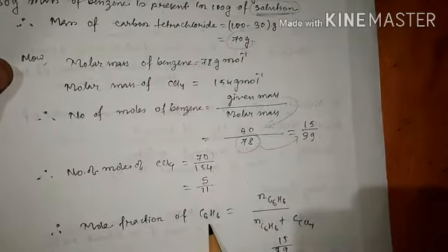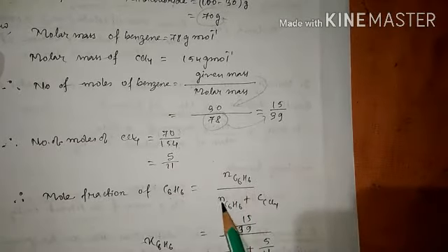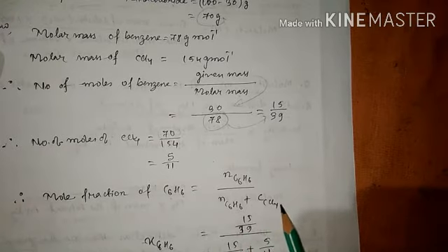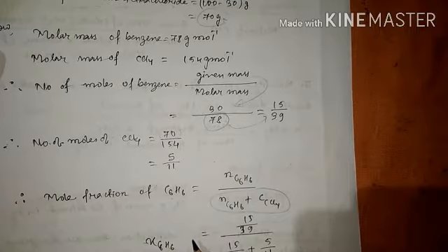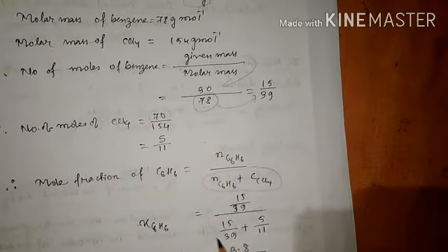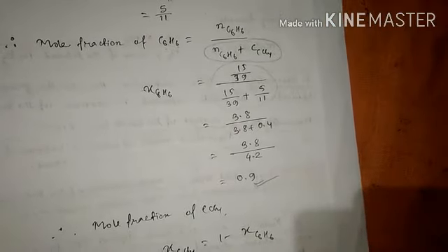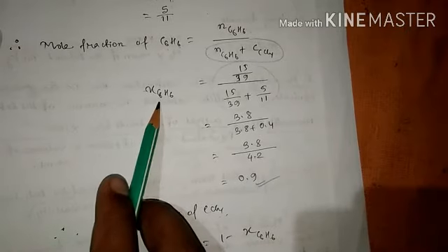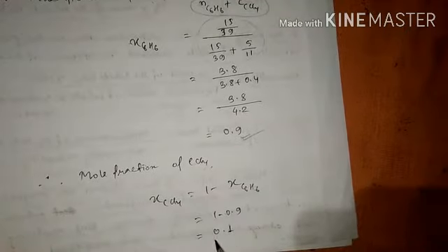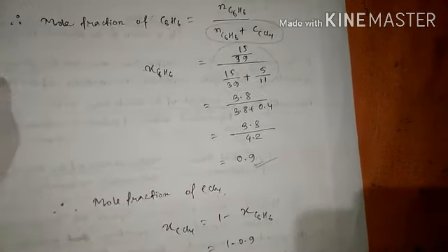Therefore, the mole fraction of benzene C6H6 is n of C6H6 divided by n of C6H6 plus n of CCl4. Remember, this is the solute plus solvent, that means the solution. Now, if we put in the values, we will get 0.5. Therefore, the mole fraction of carbon tetrachloride is 1 minus the mole fraction of benzene. That's why 1 minus 0.5 is 0.5. Okay. Thank you.